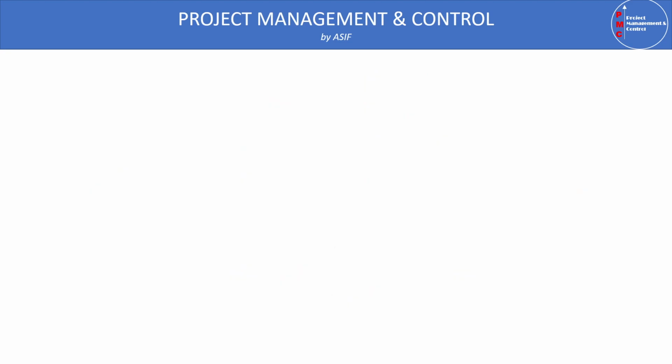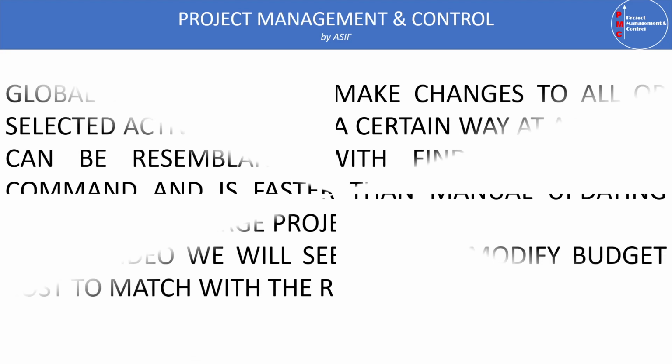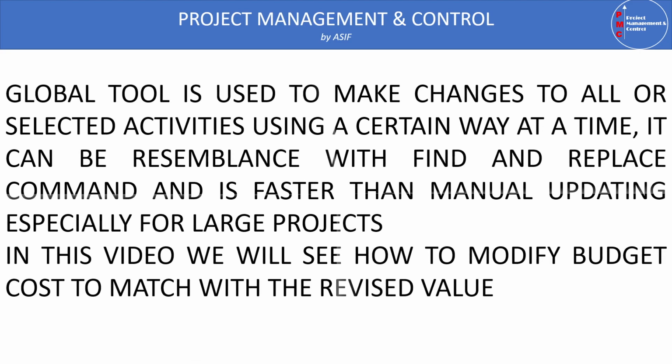So first we see what a global change is. I already made a separate video to demonstrate the global change. What is the global change in Primavera P6? This time I will again briefly describe it. To easily understand global change, we can consider it as the find and replace command in Microsoft applications or any other computer programs. Global change is normally used when we are going to apply bulk changes to all the activities in the program.